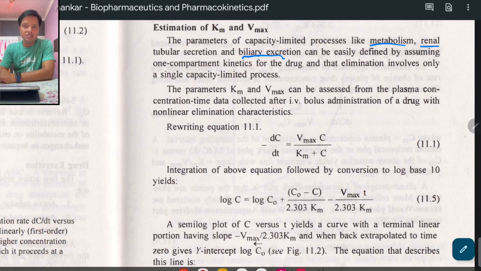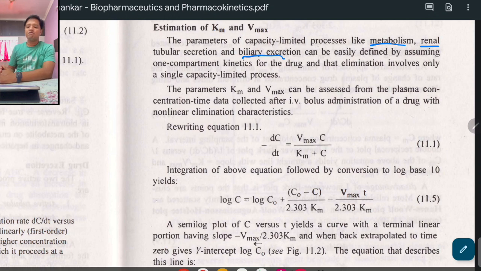To know what the Michaelis-Menten equation is and what its basics are, you need to go and check my video on the basics of the Michaelis-Menten equation. I will put that in the iCard, or I will give it in the description. You can go and check those details for basics. So we directly move on to the estimation of parameters of the Michaelis-Menten equation.